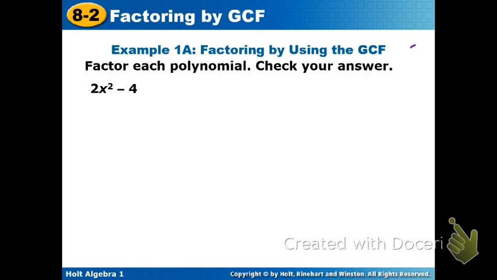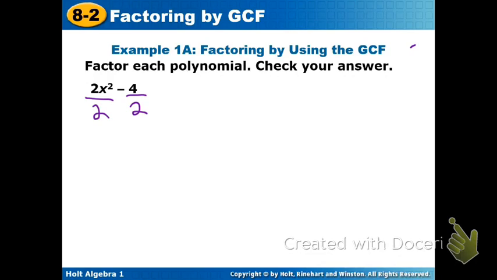So we have a 2x squared minus a 4. You have a 2 and a 4. What would be the greatest common factor? 2. So we're going to go back and divide a 2 out of both of those. What about the x squared? Is there an x in the 4? No. So can we touch this for right now? No. So all we're really going to do is divide out the 2.